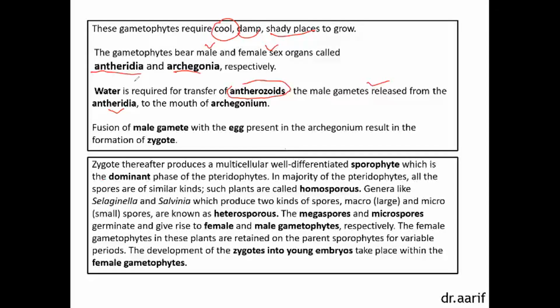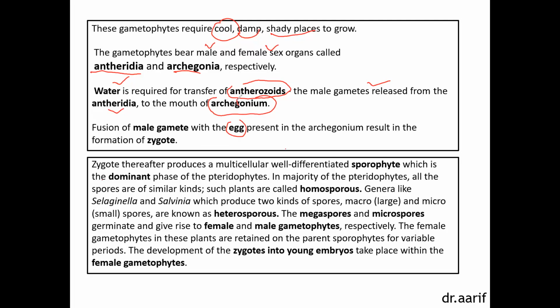हे water ने release होतं. Okay, म्हणजे जे मेल गॅमेट्स आहेत which are released from the antheridia, आणि ते जे रिलीज होतात ते वॉटरने रिलीज होतात and it is going to be entered into the mouth of archegonium, आणि मग आर्किगोनियम मध्ये त्याचं फ्युजन होतं. So male gamete fuse with the egg present in the archegonium and it is going to form zygote.